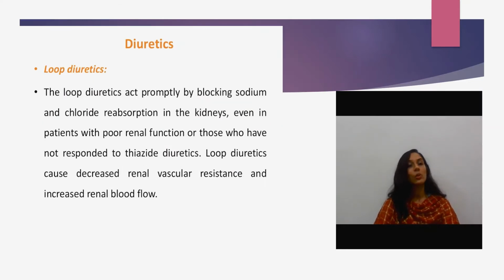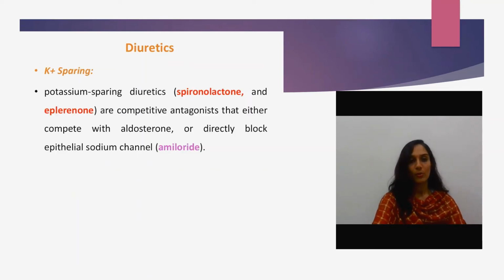The next is loop diuretics. They act promptly by blocking sodium and chloride reabsorption in the kidneys, even in patients with poor renal function and those who have not responded to thiazide diuretics. Loop diuretics cause decreased renal vascular resistance and increased renal blood flow.